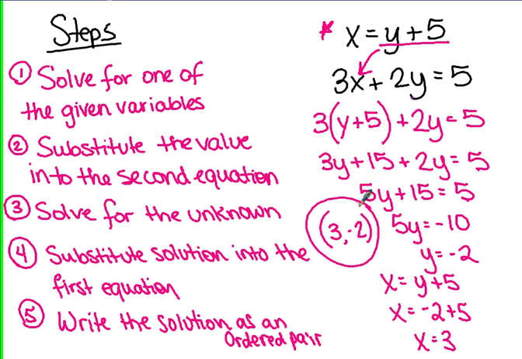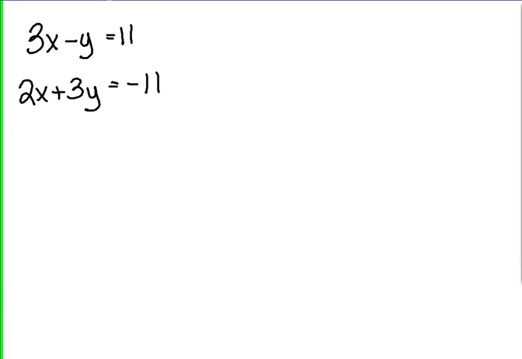All right, so we're solving for one of the variables, we're substituting that value into our second equation and solving for that unknown. Once we know the unknown, we're substituting that solution into the first equation to solve again for our first unknown and then writing the solution as an ordered pair. Let's do another example together.